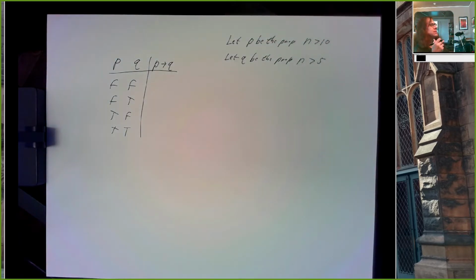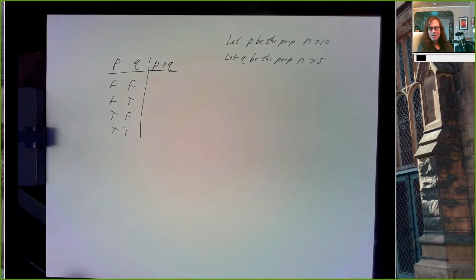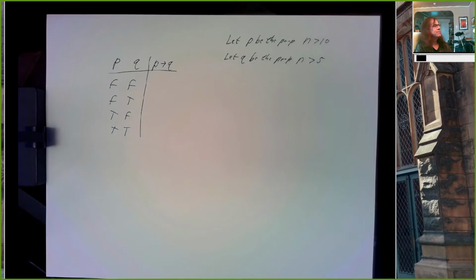I'm going to pick on this pair of propositions I used when I first talked about this. Suppose P is a proposition that some number n is bigger than 10, and Q is the proposition that n is bigger than 5. For any value of n you pick, if P then Q. Any integer you pick, if it's bigger than 10, it's definitely bigger than 5.